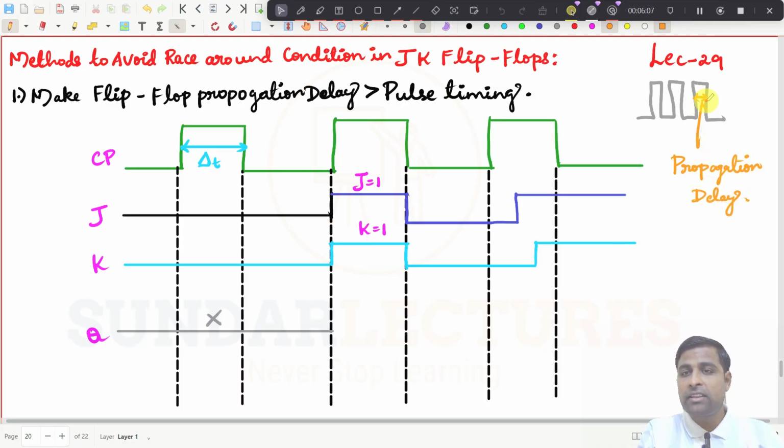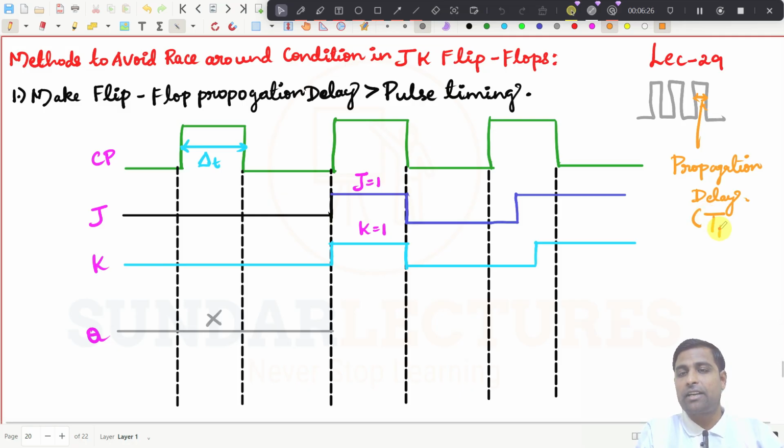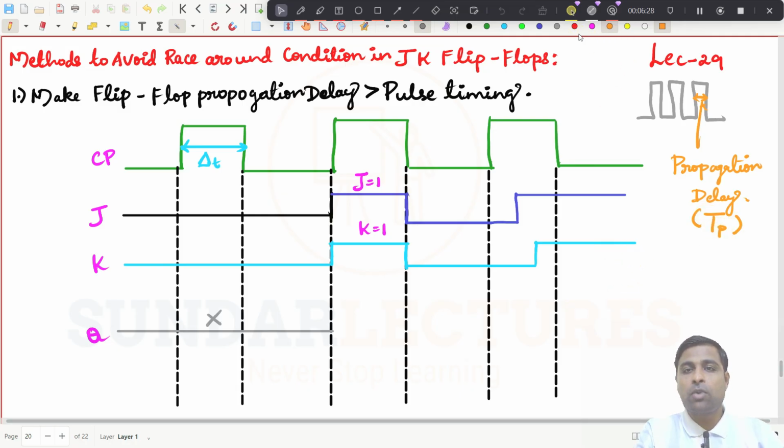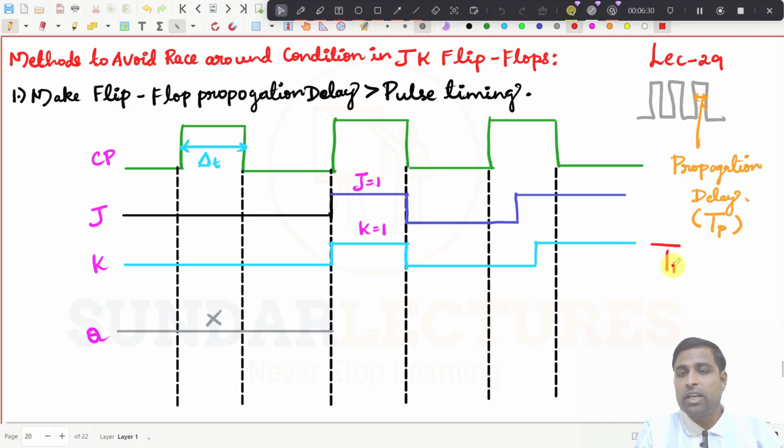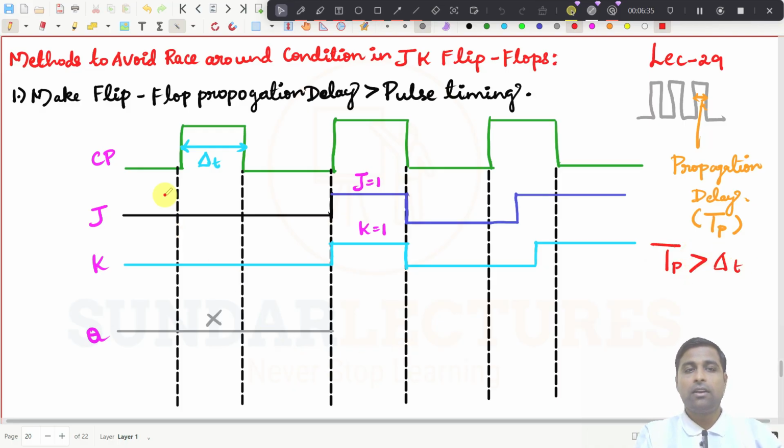Right? Now what am I going to do now? I am going to make this delay greater than the pulse timing. So for example, if J is equal to 1, K is equal to 1, the flip-flop will take extra time, that means greater than this time. Maybe I will put this as capital letter TP. So what I am now considering here is TP is greater than delta T. So what happens now?